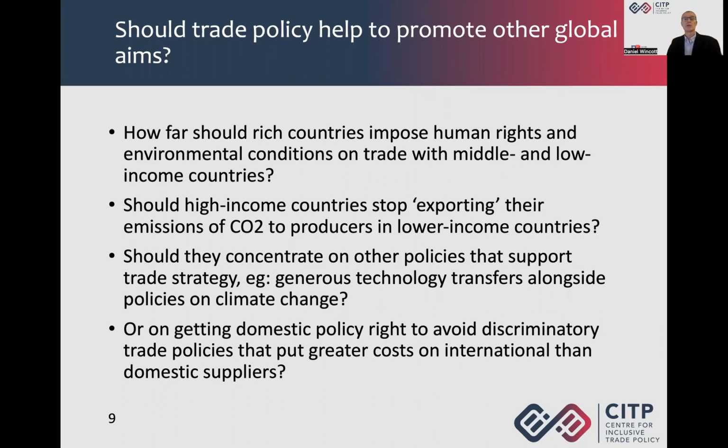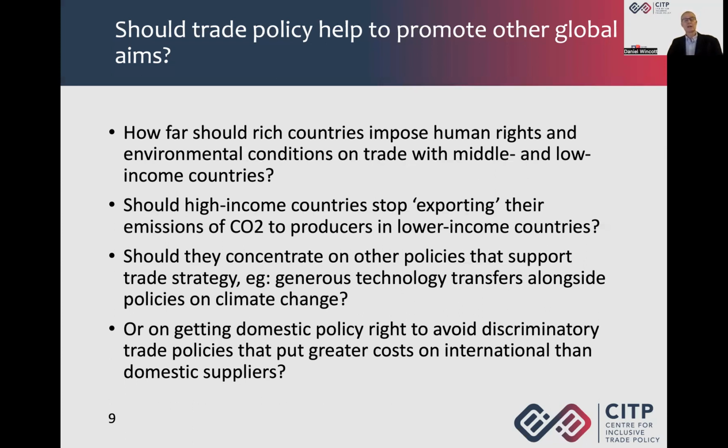How far should rich countries impose human rights and environmental conditions on trade with middle and low-income countries? Should they stop exporting their emissions of CO2, for example, to lower-income countries? And are trade strategies the best way of doing that? Or should they concentrate on other policies that support trade strategy, for example generous technology transfers alongside policies on climate change?